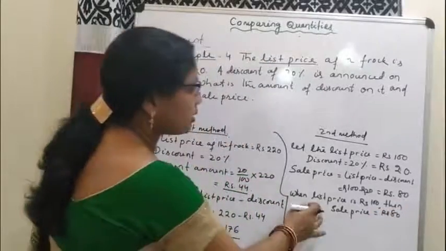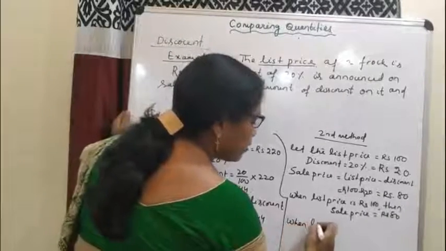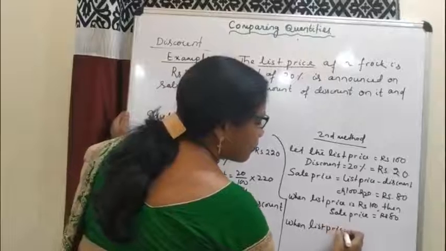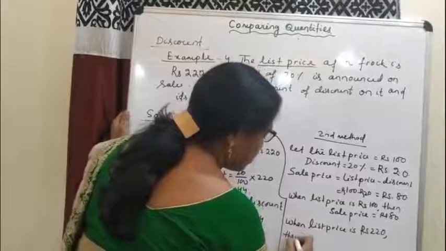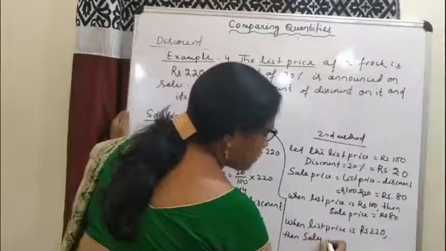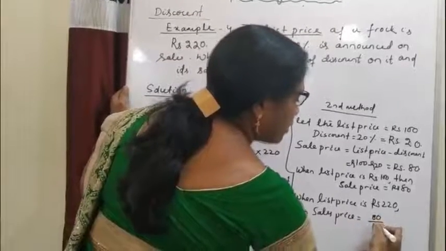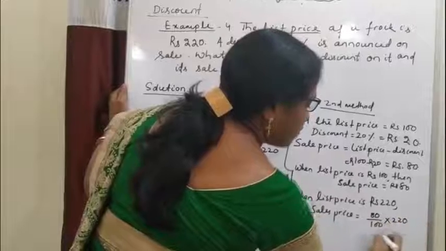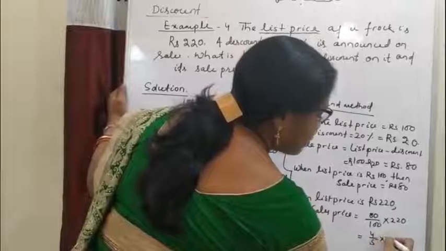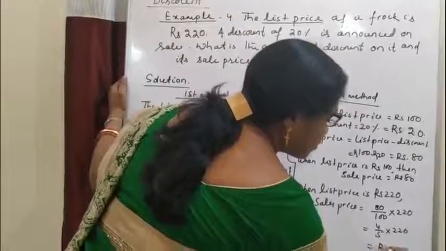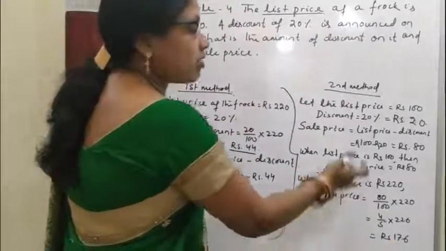When it is given that the list price is rupees 220, then the sales price is 80 by 100 multiplied by 220. This is equal to 4 by 5 multiplied by 220, which is rupees 176. So this is the sale price after discount.